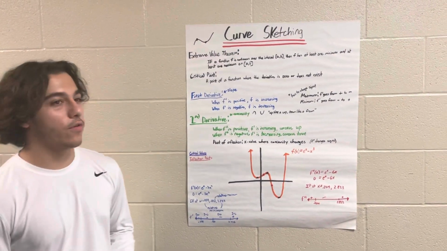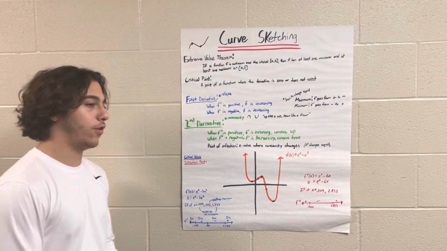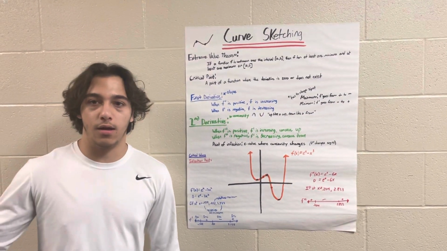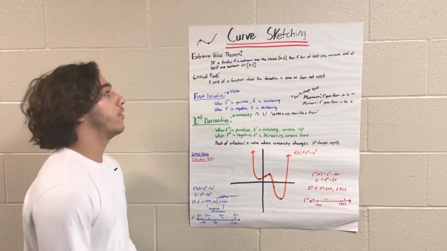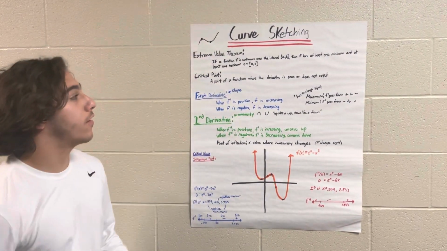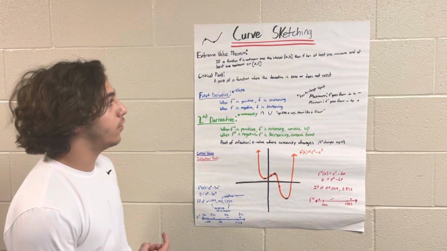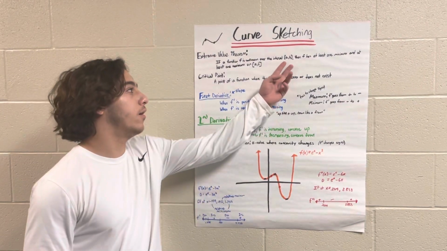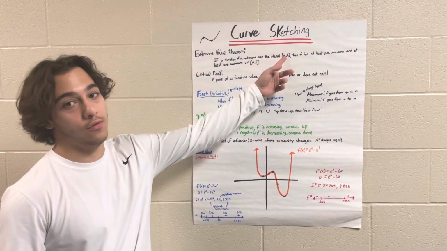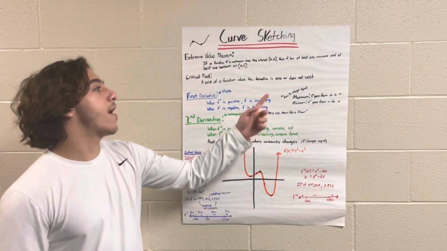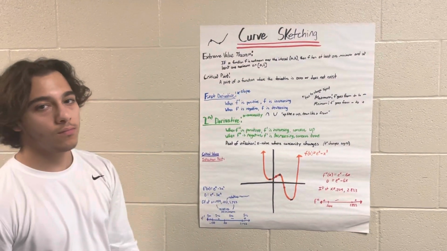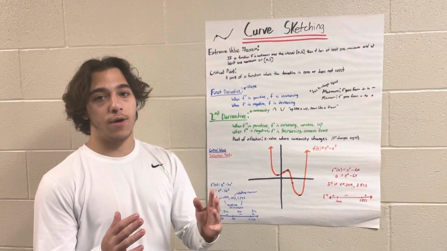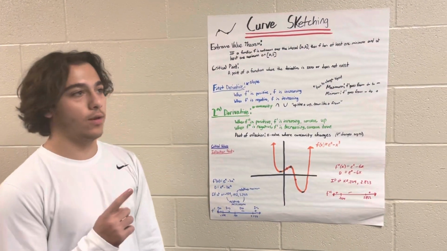Today we're going to be going over Unit 5, which is curve sketching and analysis of graphs. The first thing you need to learn is the extreme value theorem. It says that if a function f is continuous over the interval [a, b], realize it's closed, so it includes the endpoints as well, then f has at least one minimum and one maximum on that same interval. So you have an interval, there has to be at least one maximum and one minimum.